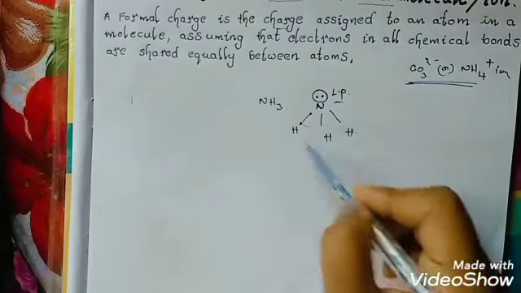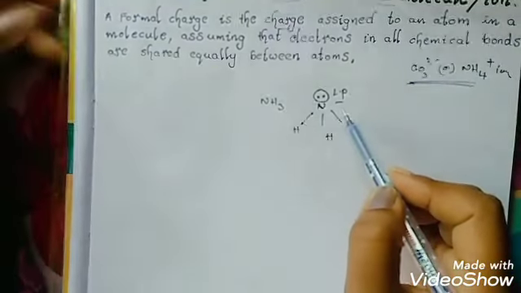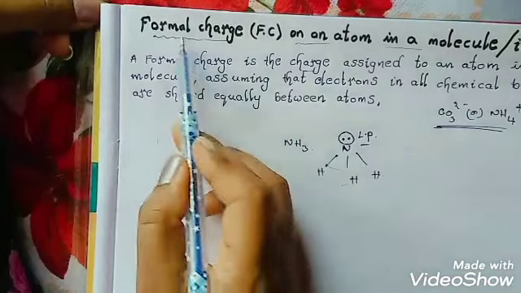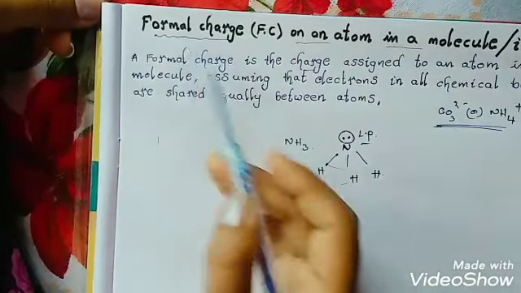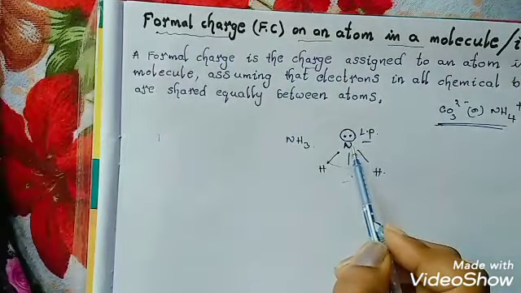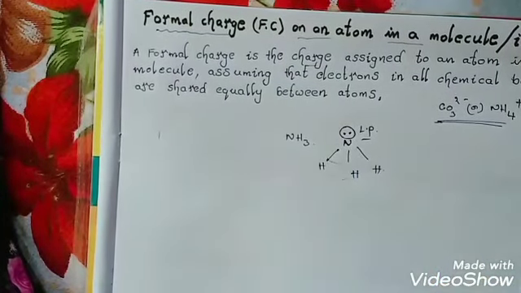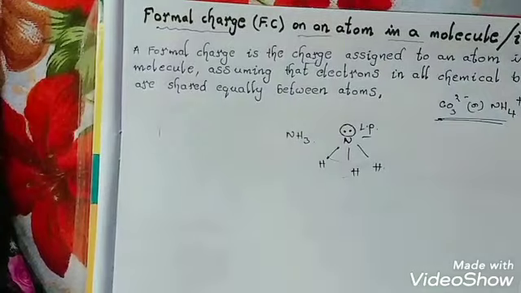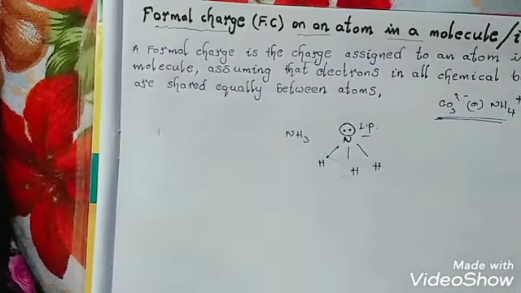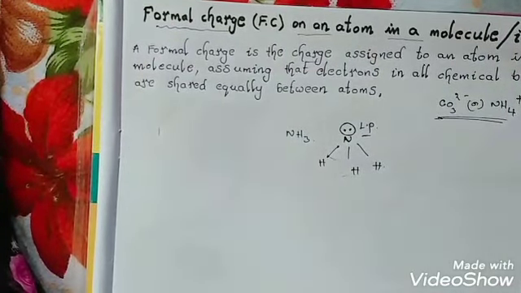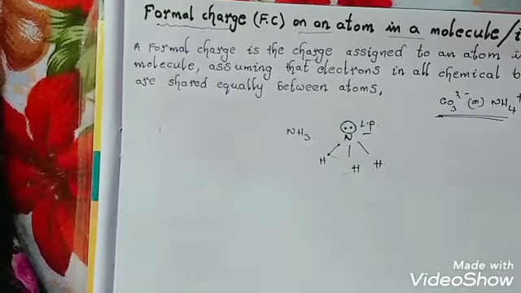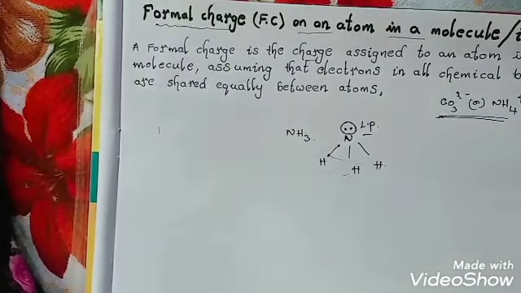Why am I explaining all this? If you want to calculate the formal charge on an atom, you have to know the bond pairs of electrons and the lone pairs of electrons around the central atom. Before going to the examples, you have to know the formula for calculating the formal charge, which I am going to tell you.